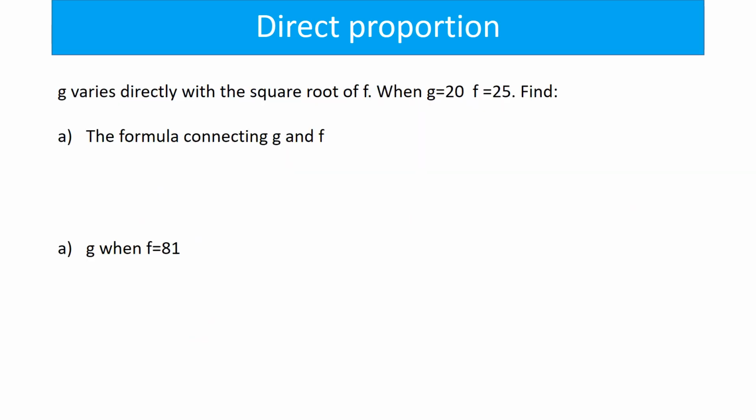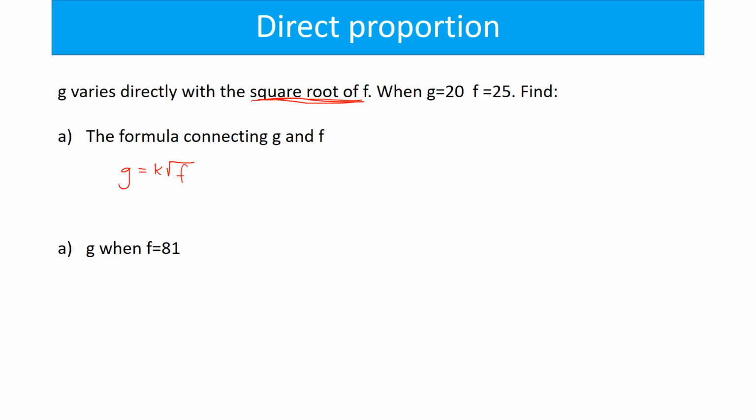G varies directly with the square root of f. Okay, again, please remember about the square root of f, and then when G equals 20, f equals 25. Okay, and now we need to find the formula connecting G and f first. So I need to start with this statement. We say that G varies directly, and this is just another way of saying that it's directly proportional to the square root of f.